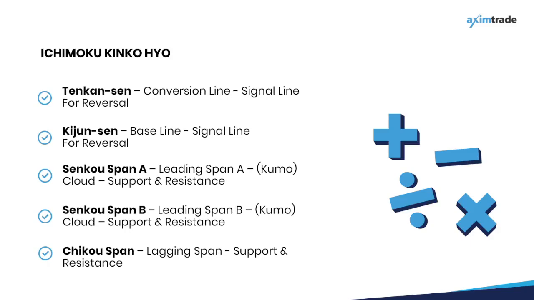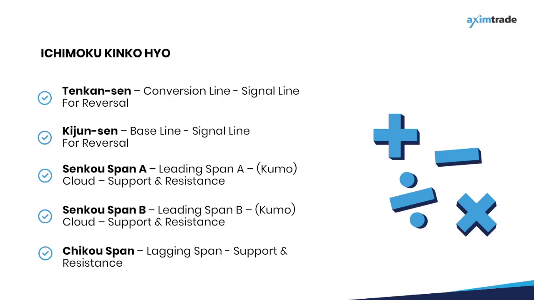The Tenkan-sen line, which is also known as the conversion line, is calculated by adding the highest high and the lowest low over the past 9 periods, then dividing the result by 2, resulting in a line that represents a signal line for reversal. The Kijun-sen, or the baseline, is calculated by adding the highest high and lowest low for the last 26 periods and dividing the result by 2. As a result of this formula, the resulting line will be a signal line for reversal.